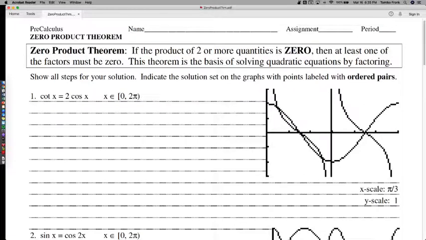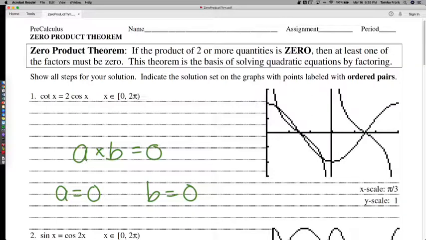Okay, so today we're talking about the zero product theorem. It's something that we've done in math since Algebra 1, but it might not be a concept that we really think about that often. That is this: if we have two or more things that are being multiplied together and their product is zero, so let's say A times B is equal to 0, then either A is equal to 0, B is equal to 0, or they both are equal to 0. That has to be true if their product is 0.